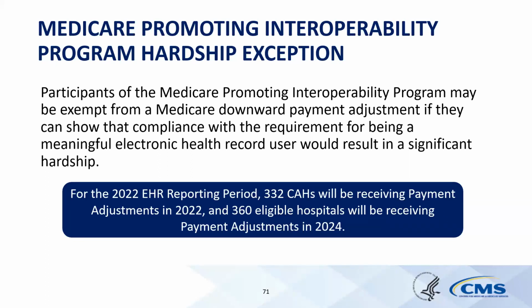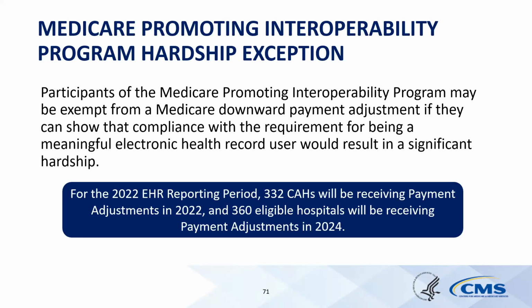Participants of the program, eligible hospitals and critical access hospitals, may be exempt from the downward payment adjustment if they can show that compliance with a requirement for being a meaningful EHR user would result in a significant hardship. Just for a little stats for this year, we had 332 CAH hospitals that potentially could be receiving a payment adjustment, and then 360 for 22.